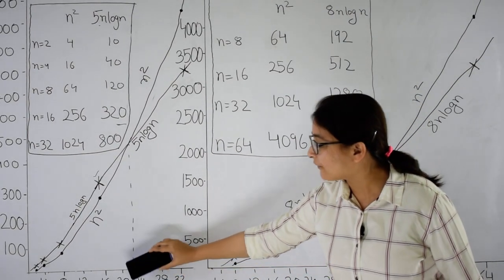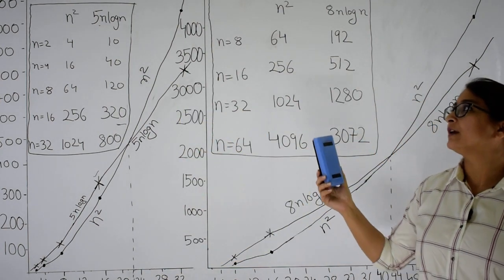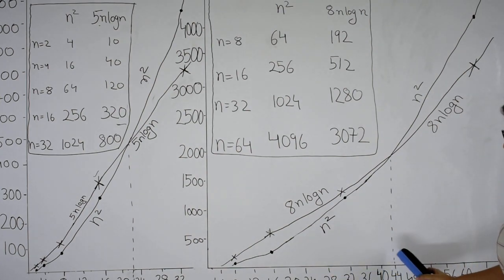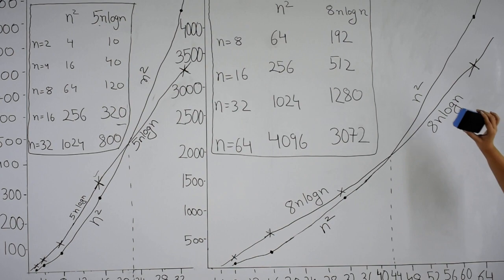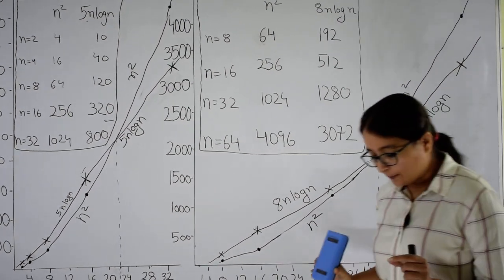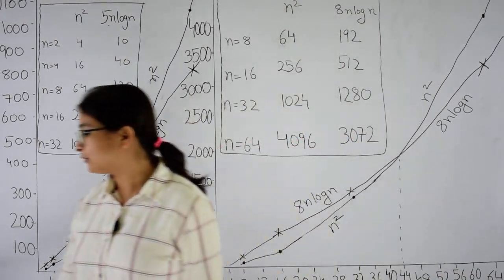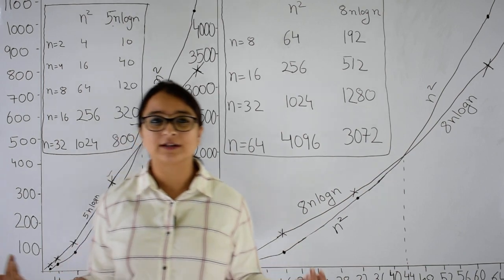Somewhere after 22, you will find that n square gives you a bigger value than 5n log n. But here, somewhere after around 44, you will find that n square is now giving you a bigger value than 8n log n. So what I want to infer from here, if you have been through basic mathematics, you must be knowing all these things.